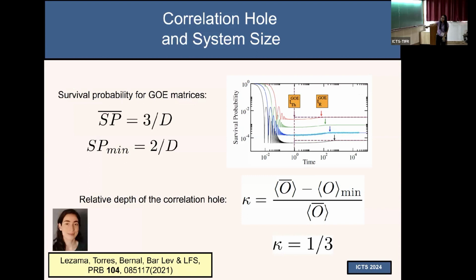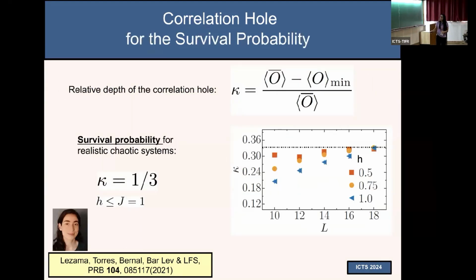So we introduce this relative depth, which is the saturation minus the minimum, so this difference here, divided by the saturation. This relative depth is 1/3 for random matrices. It doesn't matter how big the matrix is. So the hole survives. When we go to physical models, again, this dashed line is that 1/3 from random matrices. When the system is small, you're not really there, but you increase the system size and you really reach that point. So it's robust.